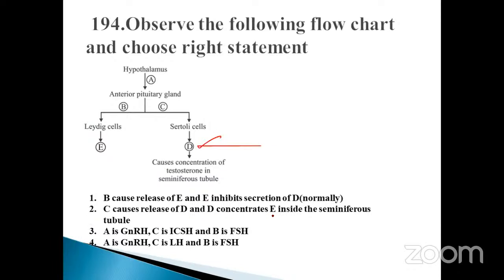And D concentrates E inside the seminiferous tubules, because it comes under the heading known as seminiferous tubules. So these two are correct only. See the option: C causes release of D, and D concentrates E inside the seminiferous tubule is the correct way. See the next one.